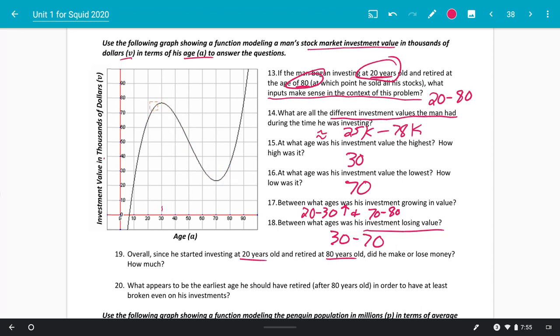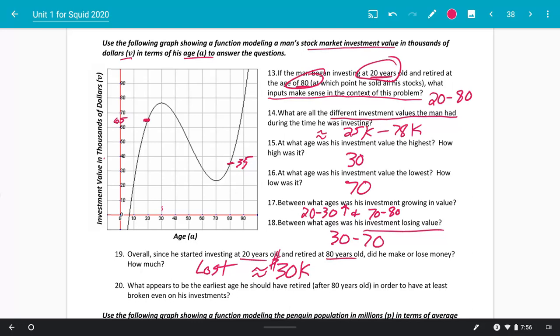Well, when he started at age 20, say he had 65,000, and then at age 80, when he sold it, he had about 35,000. So he lost 30,000, excuse me, 65 minus 35. He lost approximately $30,000. Ouch. Don't have him invest for you.